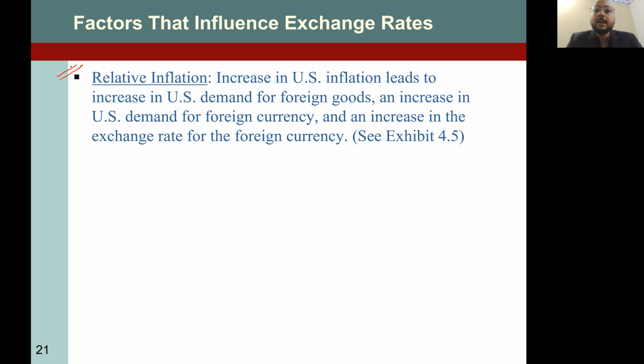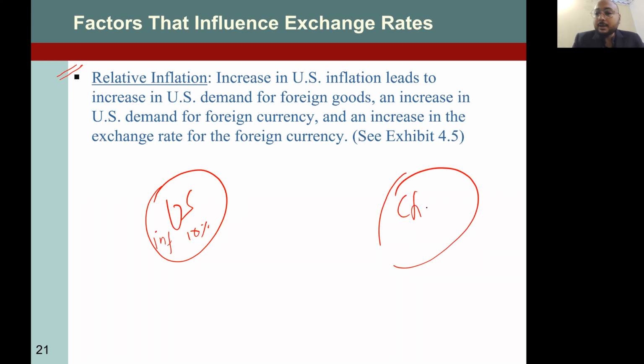Factors that affect or influence exchange rate movement. Number 1 is relative inflation. What do we mean by relative inflation? For example, in the US, the inflation is 10%, and in China, the inflation is 8%.